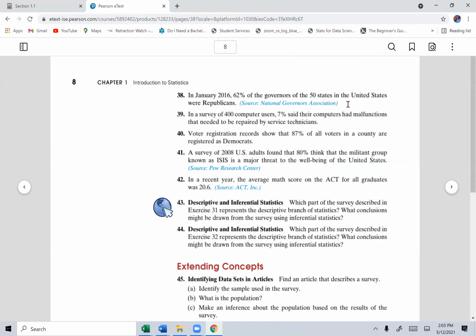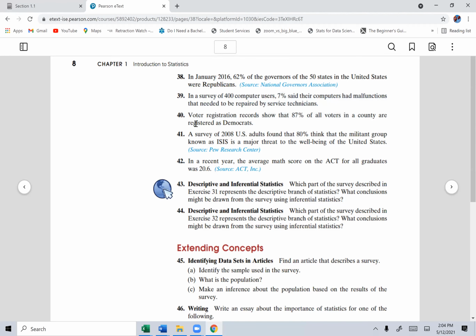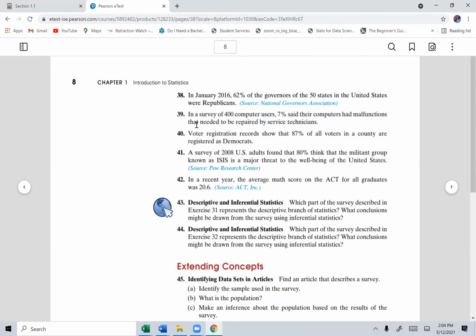Okay. What about 39? In a survey of 400 computer users, 7% said their computers had malfunctions that needed to be repaired by a service technician. What does the 7% refer to, a statistic or a parameter? Okay, we have something in the chat. Statistic. I agree. Very good, guys. Usually, guys, a survey should be a hint for you that it's not the entire population.